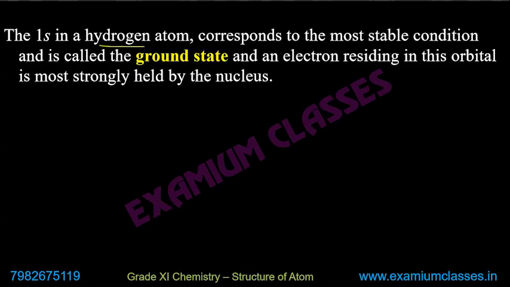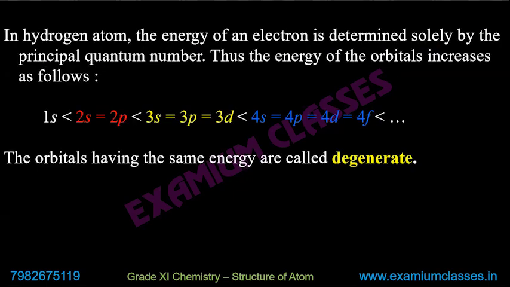The 1s in hydrogen atom corresponds to the most stable condition. Why? This is a thumb rule you need to remember. If energy increases, stability decreases. And you can remember this fact by, if you have water at normal temperature, it is stable. But if you heat it, it starts boiling and becomes unstable. Means if energy increases, it becomes unstable. And this is the rule in the universe, thumb rule in the universe. If energy is higher, it is unstable.